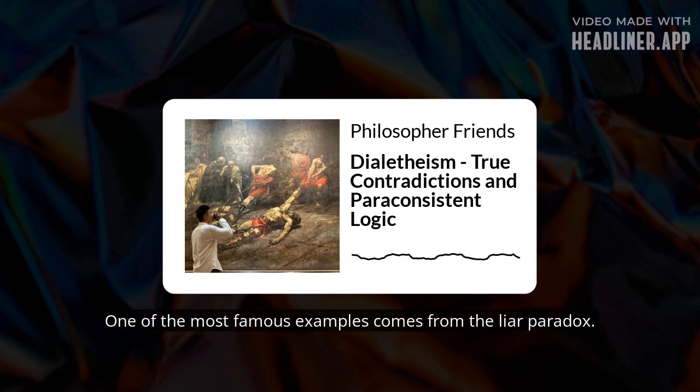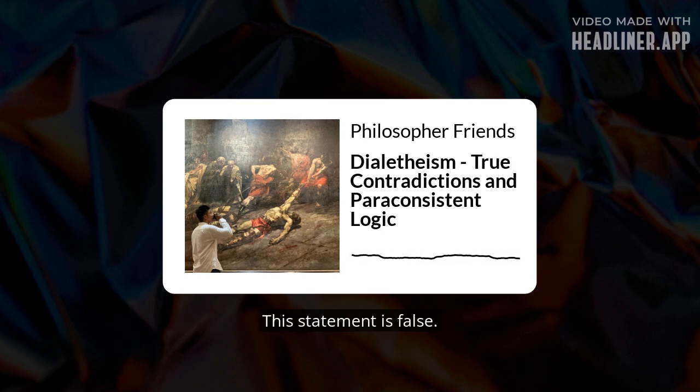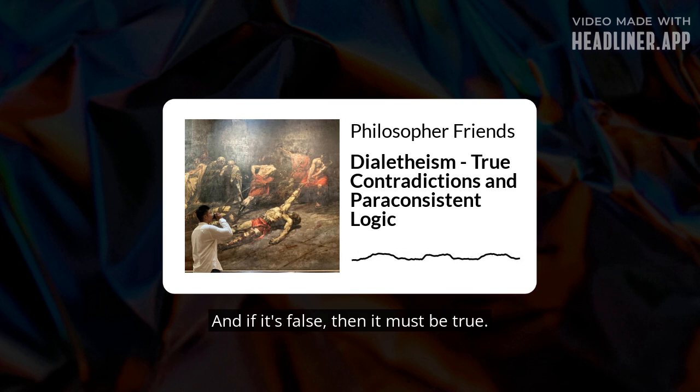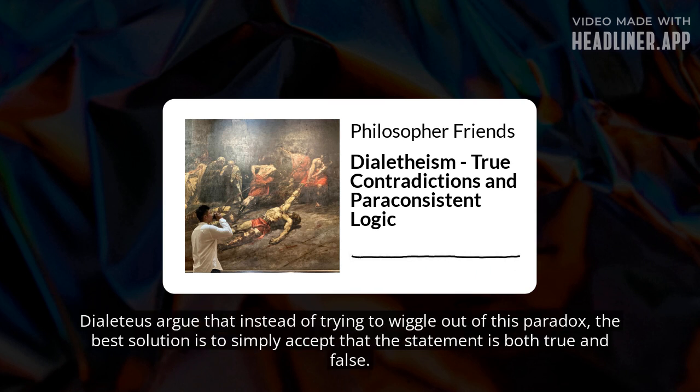One of the most famous examples comes from the liar paradox. This statement is false. Now think about it. If that statement is true, then it must be false, and if it's false, then it must be true. It creates this inescapable loop. Dialetheists argue that instead of trying to wiggle out of this paradox, the best solution is to simply accept that the statement is both true and false.